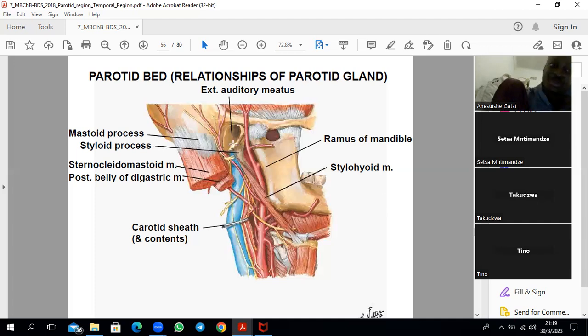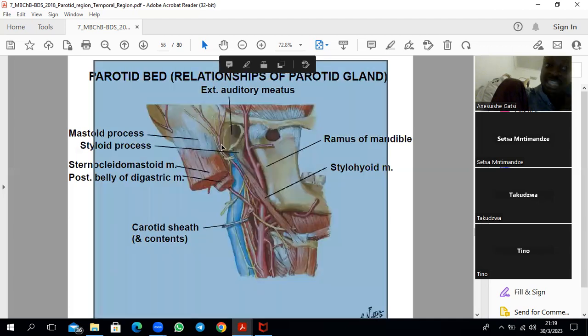So posteriorly for the parotid bed, I have the mastoid process. Anteriorly, I have the ramus of the mandible. So the posterior border of the ramus of the mandible here, that's the anterior relation of the parotid bed. Then medially, I have the styloid process. Right. Then superiorly, I have the external auditory meatus, which is part of the ear.